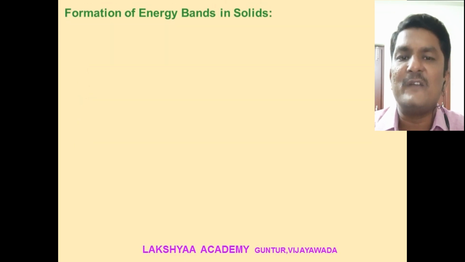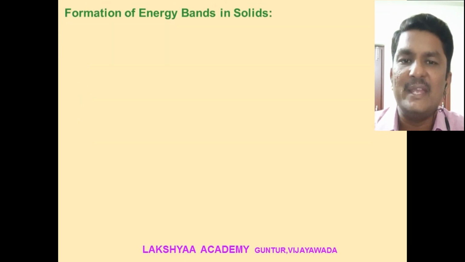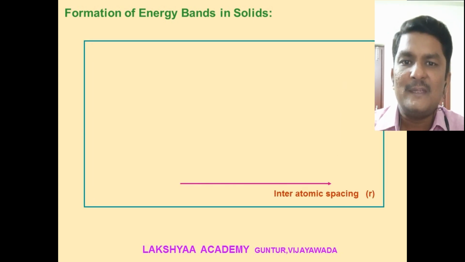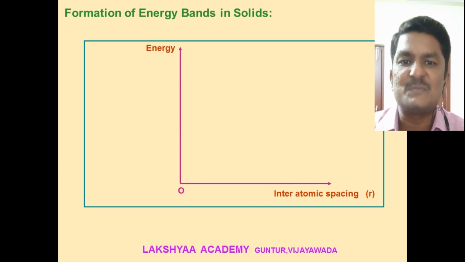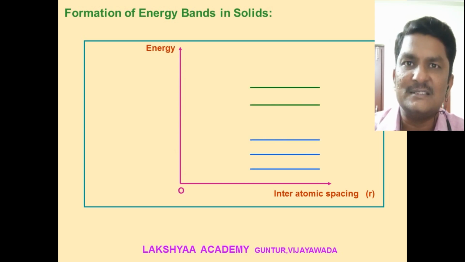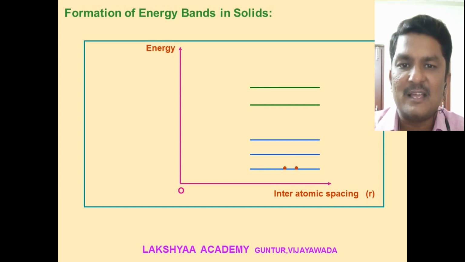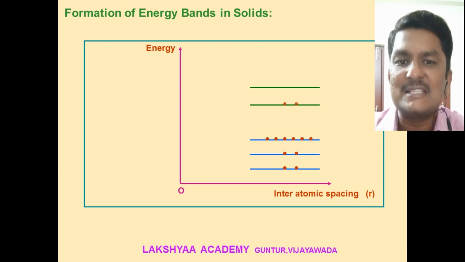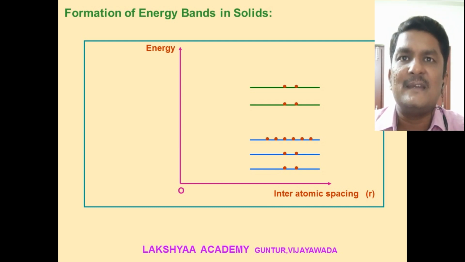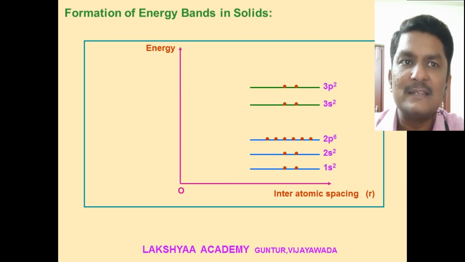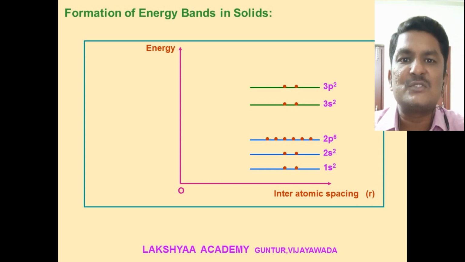Next, I explain the formation of energy bands in solids by using a simple graph. A graph is drawn between interatomic spacing and energy of the orbits, taking interatomic spacing along the x-axis and energy along the y-axis, and those are the energy levels. We consider silicon: 1s2, 2s2, 2p6, 3s2, 3p2.